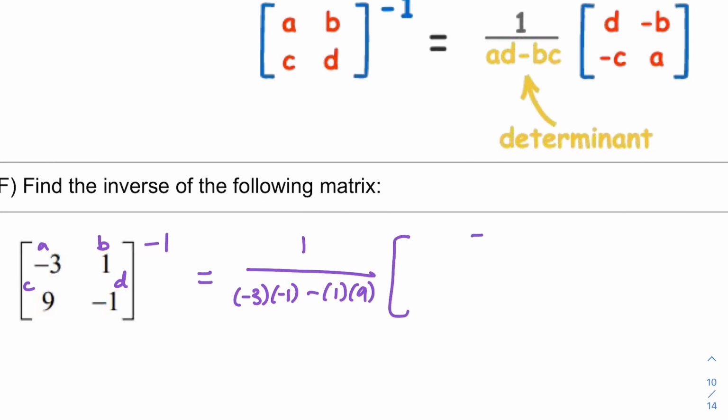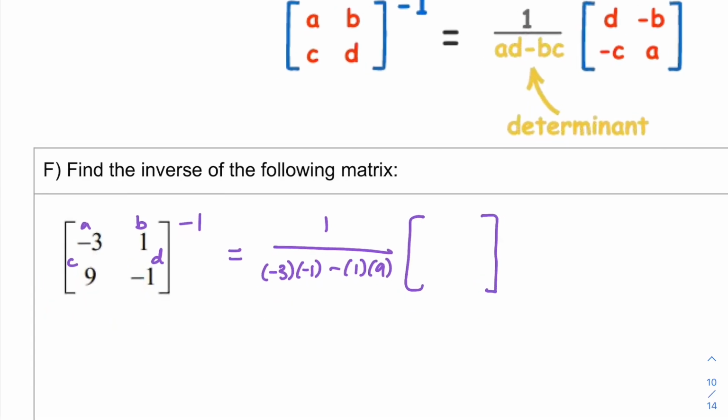And then we're going to multiply it by a version of my original matrix, but I have to move some stuff around. So I'm going to take A and D and swap them. So instead of starting with negative 3, I'll have negative 1, and then negative 3 will be my last element. And then B and C stay in the same spot, but they're going to be opposite. So my 2 by 2 is now going to have elements of negative 1, negative 1, negative 9, and negative 3.